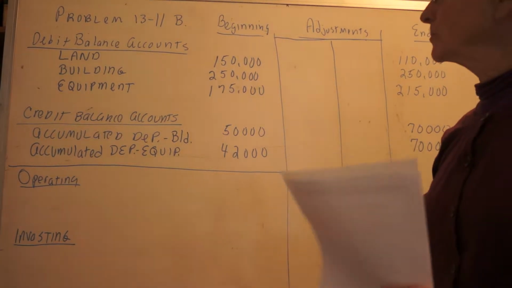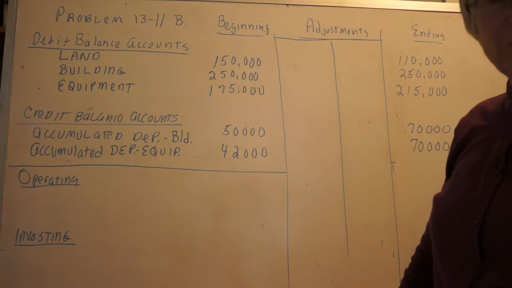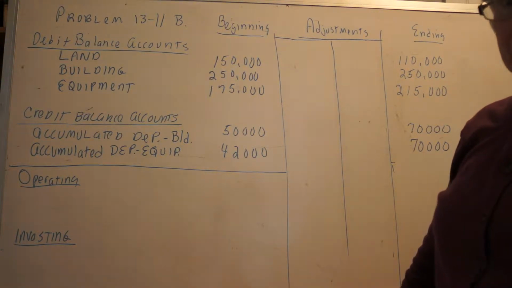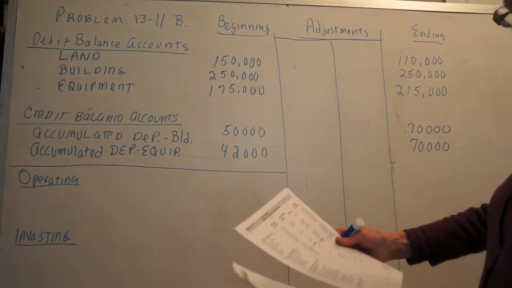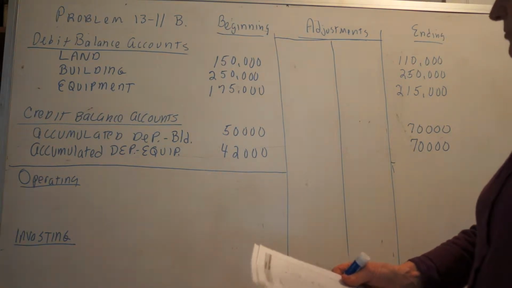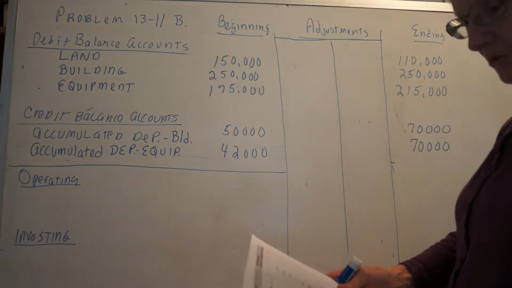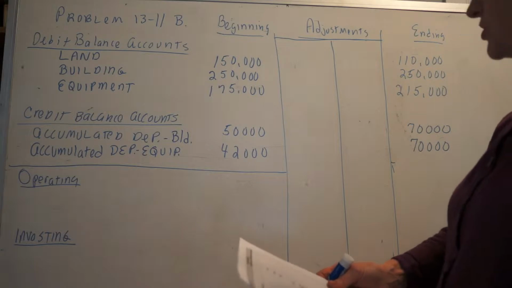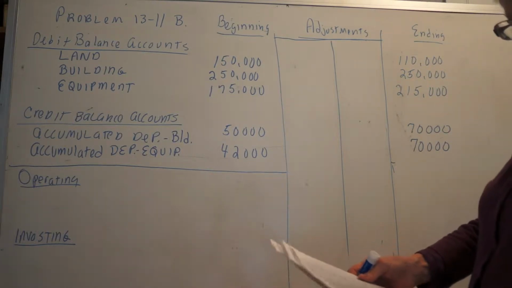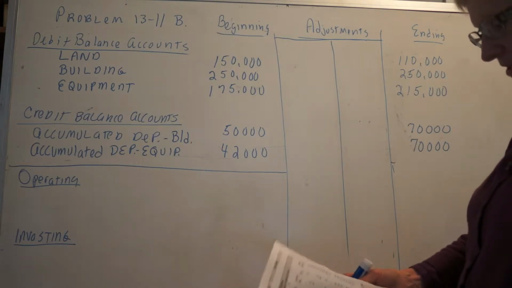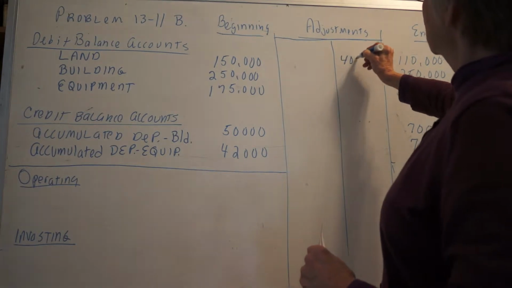Okay, this is problem 1311B, and I'm going to focus on the investing section and then a little bit on the non-cash investing and financing. So you've done the current accounts and all that good stuff, and we're doing the land, buildings, and equipment. It says the land sold for cash at cost. That means no gains or losses on that transaction. It went from 150 to 110, so that means that we sold the land for $40,000.